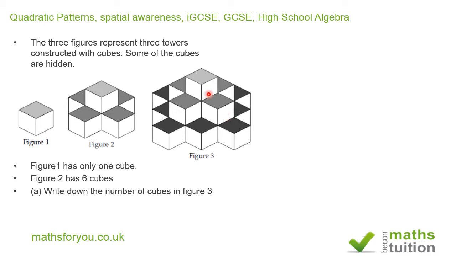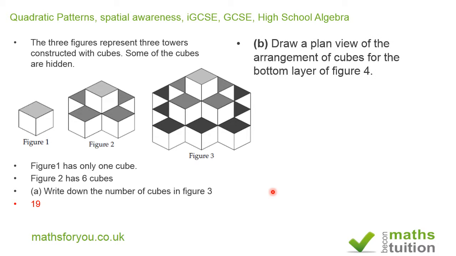Now if we add 6 from figure 2, as it were, add the 6 here, that gives us 14. Now this 6 on top of the bottom layer hides 5 more cubes beneath. So if we add 14 to 5, we have 19. So we've got 19 cubes for figure 3.